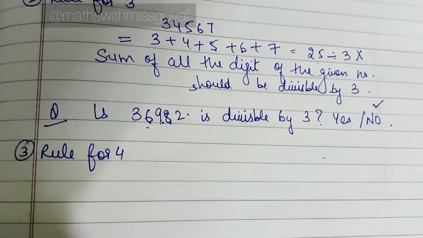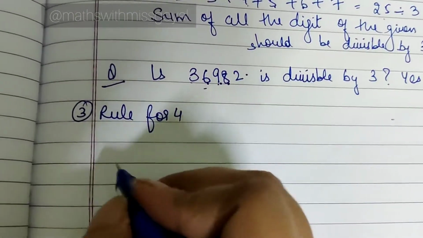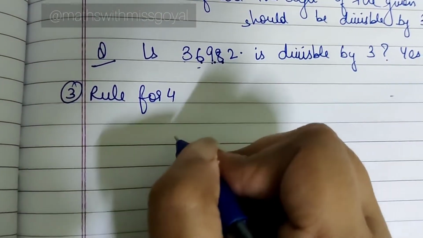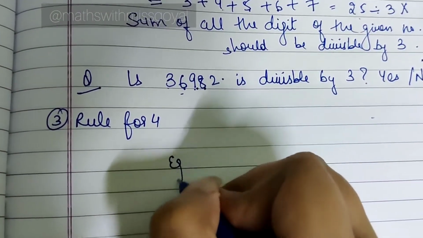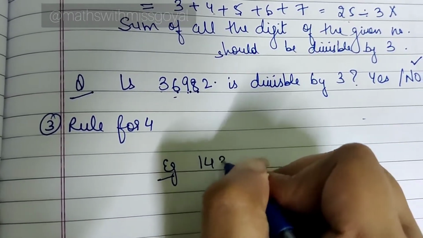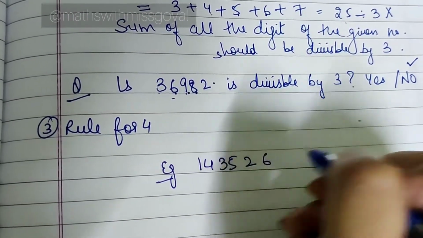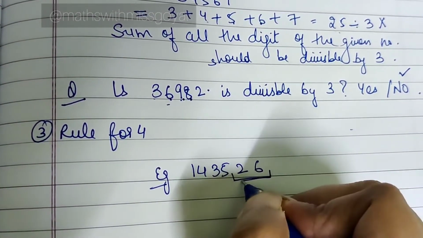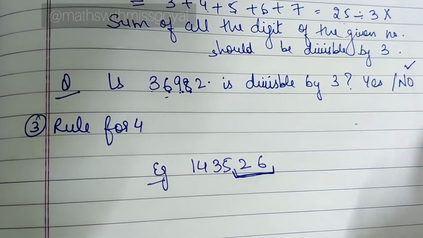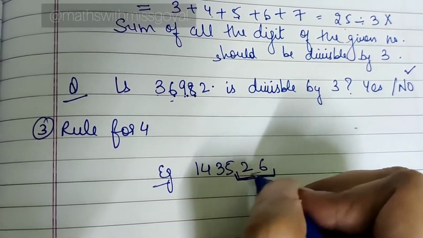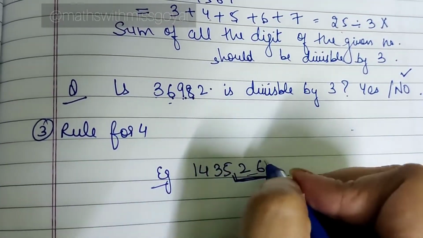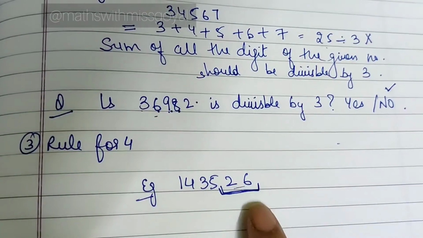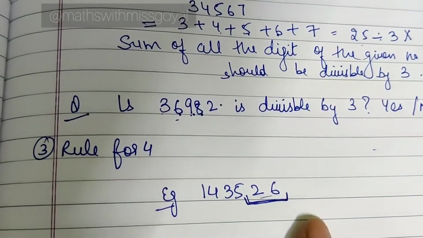Clear? Now the rule for 4. Rule for 4 says, let me take an example over here: 1 4 3 5 2 6. You will look at the last two digits only. If these two digits come in the table of 4, like 26 would, then this whole number will be divisible by 4, otherwise not.